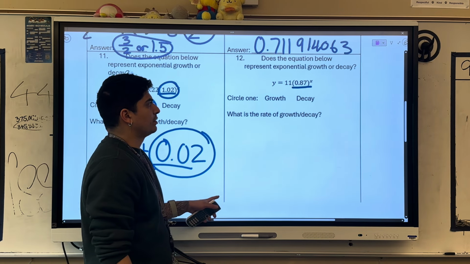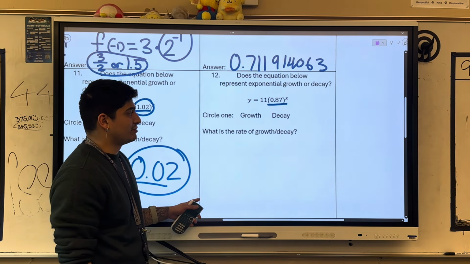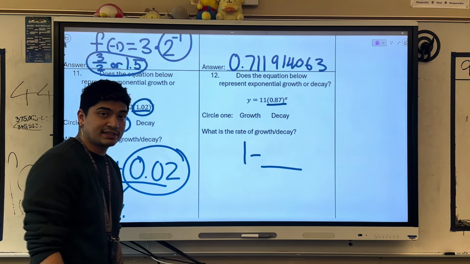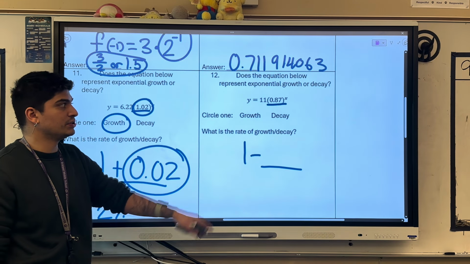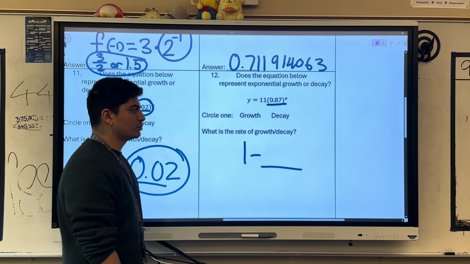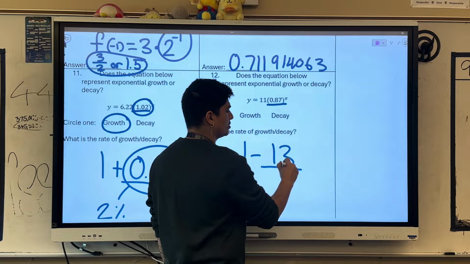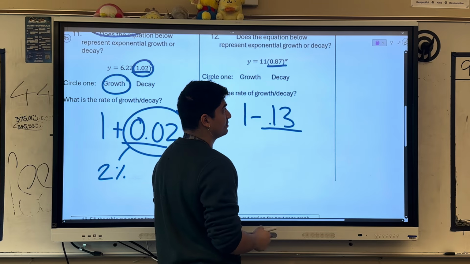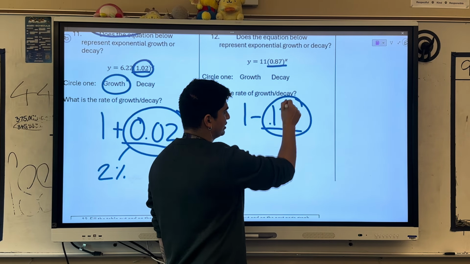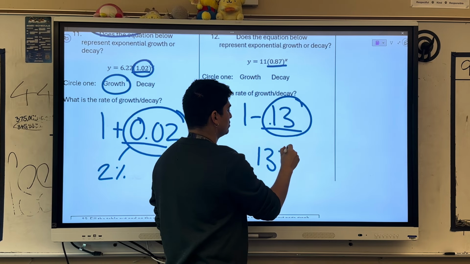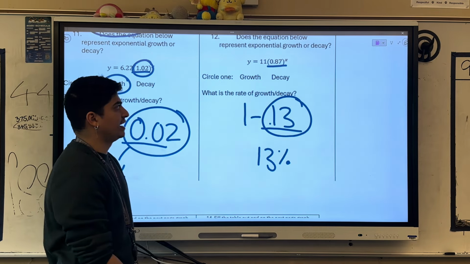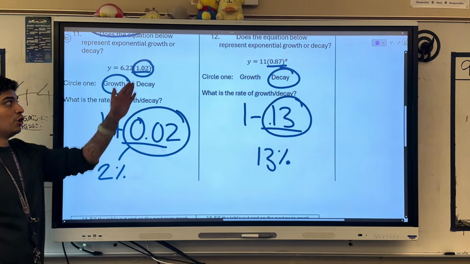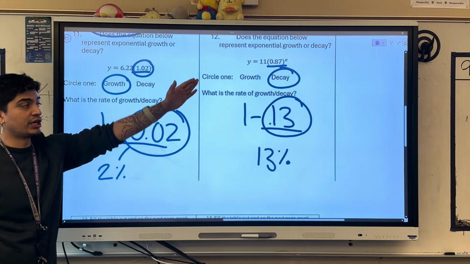What about decay? Or sorry, I just previewed it. So this one, again, I must have done 1 minus something to get to 0.87, right? So in this case, what did I subtract? I subtracted 0.13. In this case, you get 87%, so it's a decay of 13%. Decay, growth. And you know this, right? Because it's over 100%, under 100%.